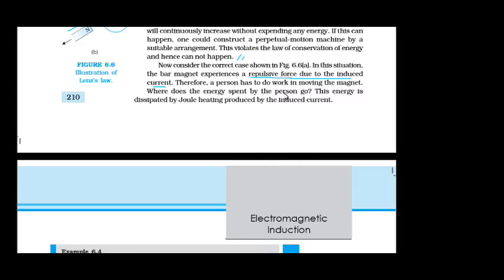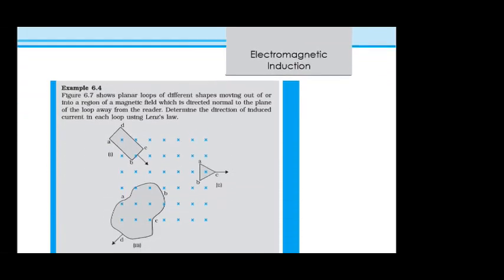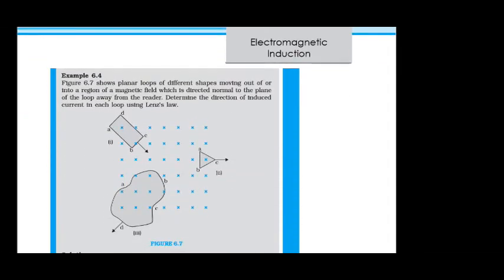Where does the energy spent by the person go? This energy is dissipated by Joule heating produced by the induced current. So this energy is converted into heat by the Joule heating effect. So here the total energy of the system is constant, and there is no violation of the law of conservation of energy. Physical energy changes to heat energy while producing the induced electric current.